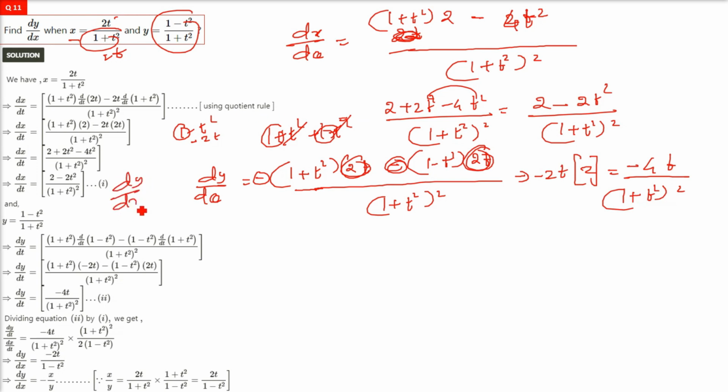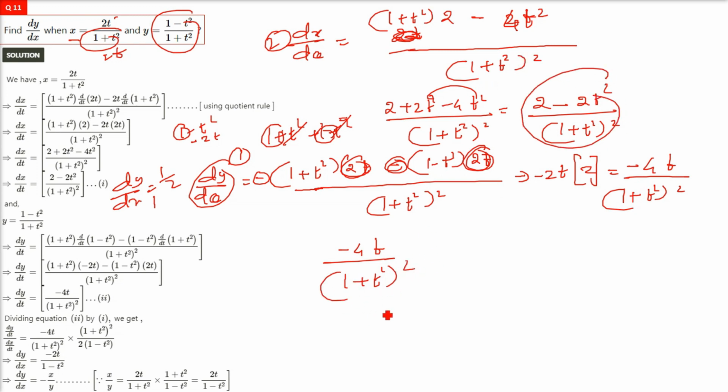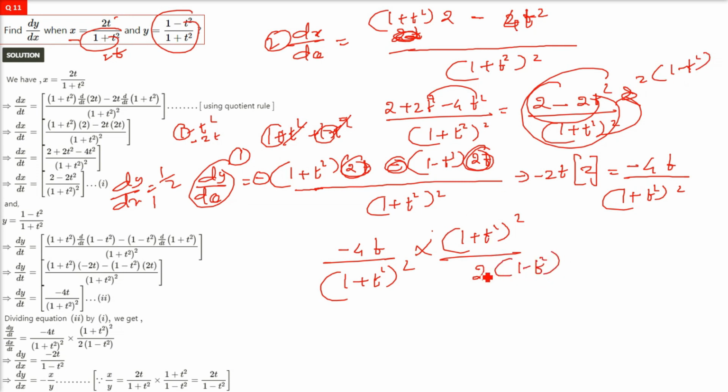So dy by dx is dy by d theta divided by dx by d theta. Okay. So 1 divided by 2 we are doing. 1 and 2 are actually the terms which I am talking about. So minus 4t divided by 1 plus t square whole square. And this goes up when it is in the denominator. So 1 plus t square whole square divided by twice of 1 minus t square, as I just suggested a few minutes back. You can take 2 common from here. So twice of 1 minus t square. So you can just cancel 1 plus t square, 1 plus t square like that. And what do you get?